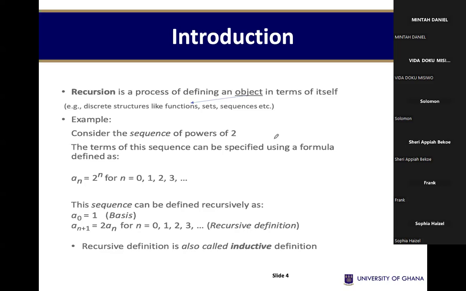So let's consider the sequence of powers of 2. If you are looking at it in terms of non-negative powers of 2, then we are looking at 2 to the power 0, 2 to the power 1, 2 to the power 2, all the way to 2 to the power n. The terms of the sequence can be specified using a formula defined as a of n equal to 2 raised to the power n, where, as I mentioned, n will start from non-negative integers like 0, 1, 2, 3, all the way to positive infinity.